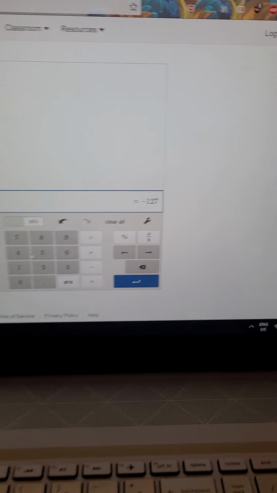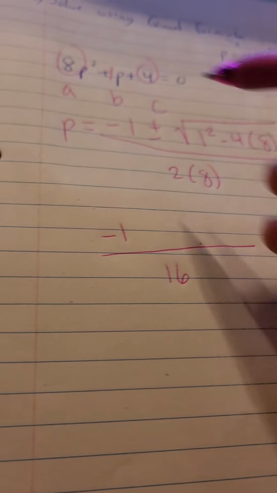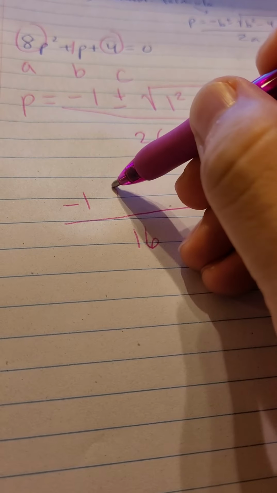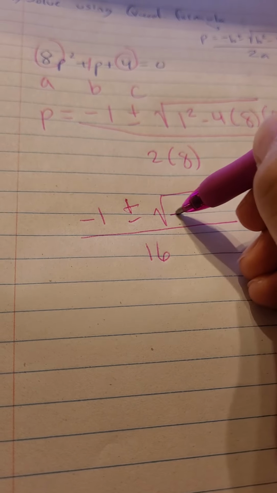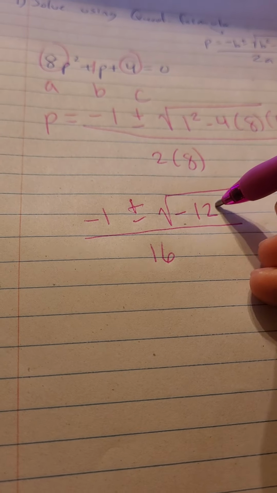Off to the side, it tells us it's negative 127, which before this unit would have been a problem because you can't have negatives inside of square roots and do normal stuff with it. That's why people came up with i.